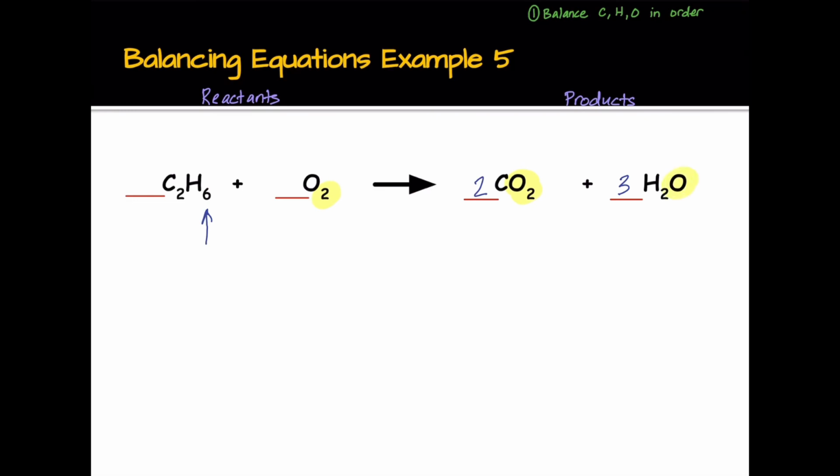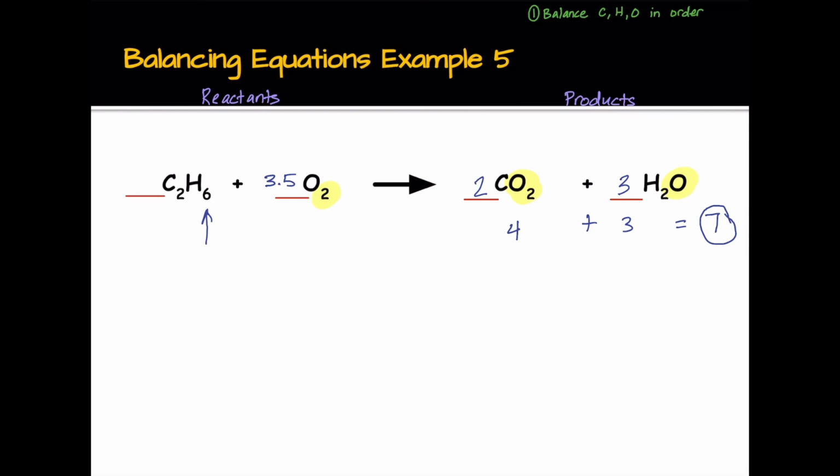When we count up our total number of oxygens, we have 2 times 2 is 4, plus 3 times 1 is 3 oxygens, 4 plus 3 is total 7. So we have 7 total oxygens on the product side. The only way to get 7 oxygens on the reactant side is to put a 3.5, a fractional value, in front of the oxygen molecule on the reactant side.